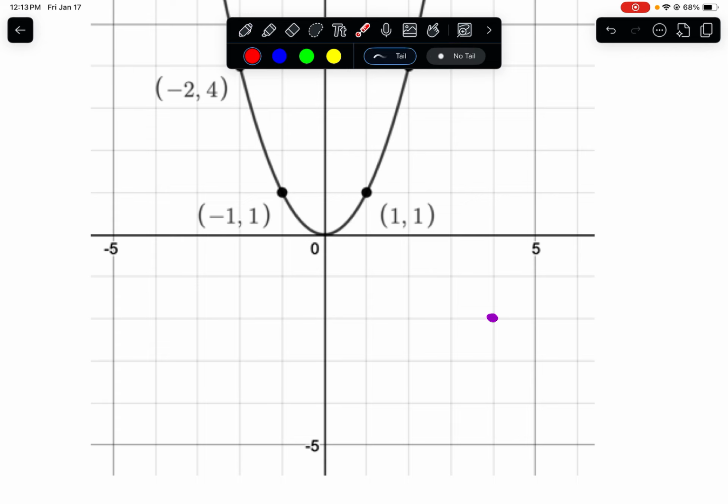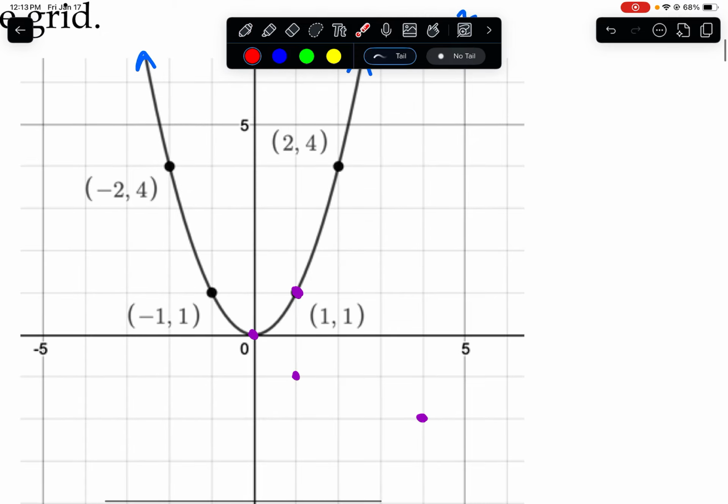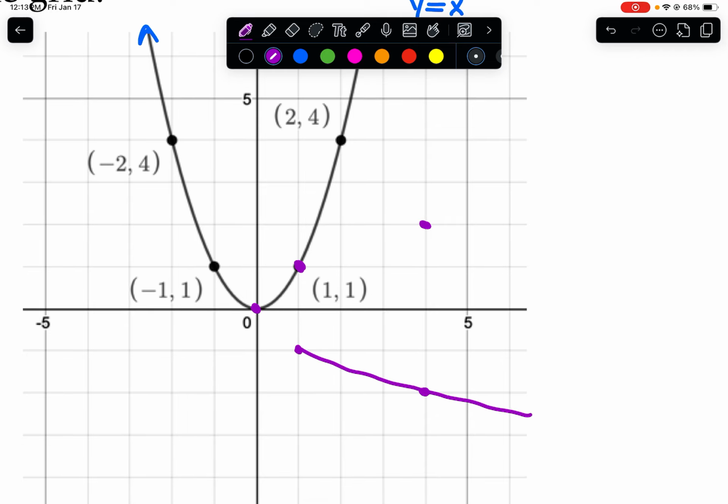So I'm going to put that point right here. And then the next point that I want to take the inverse of is -1, 1. That's going to flip and become 1, -1, and that's going to be right here. And then of course we have 0, 0, which when you flip it, is still going to stay right at the origin. 1, 1 is going to flip and stay right where it is. And then we're also going to have the point 2, 4, and it's going to flip and become 4, 2. So your inverse will look just like this.